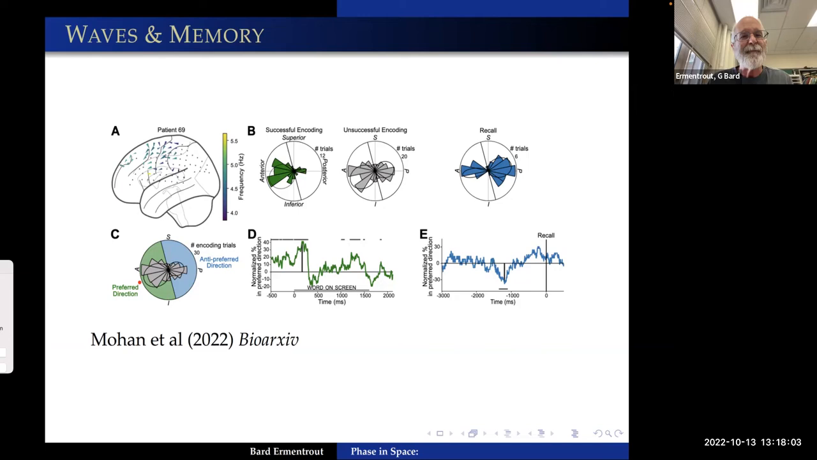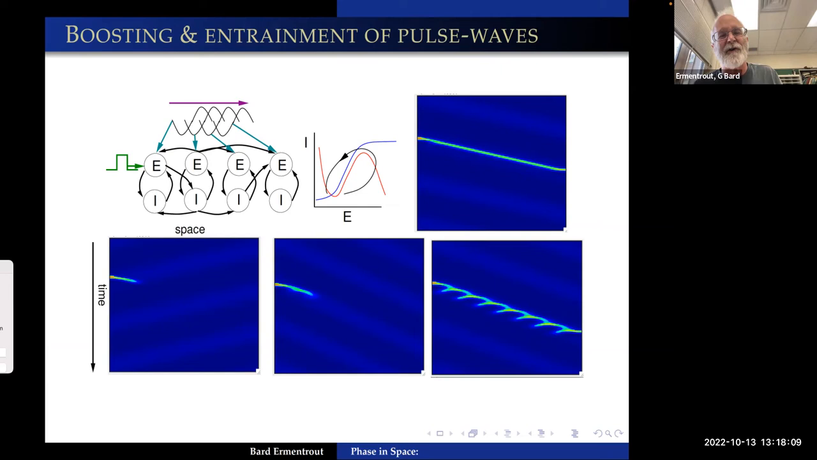So I had a student this summer at Woods Hole, and we decided to take a Wilson-Cowan network. Here's our Wilson-Cowan network, and the Wilson-Cowan network is excitable. It's set up as an excitable system. Does everybody know what excitable means? Or does anybody know what excitable means?